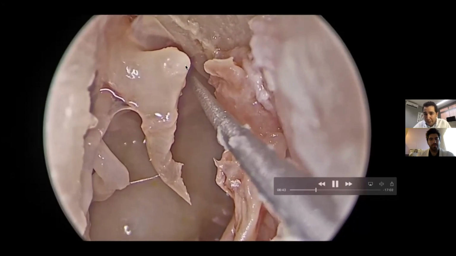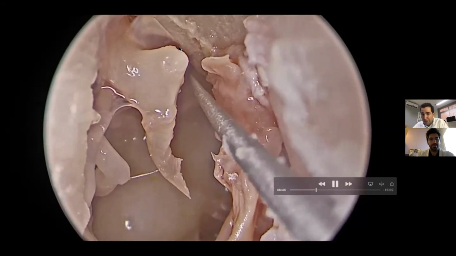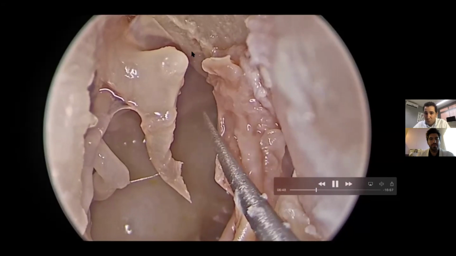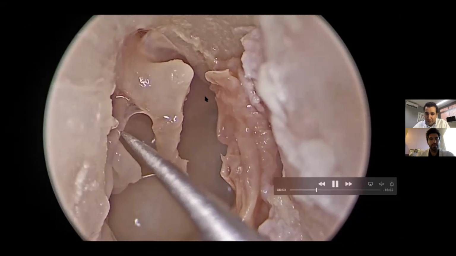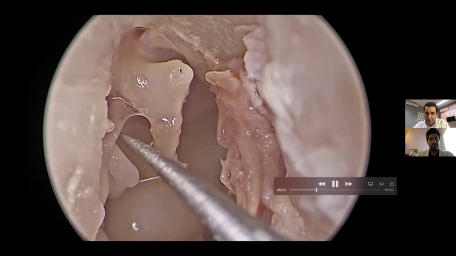So we are here at the most antero-superior region, which is the supratubal recess. The eustachian tube is going to be in this position here, the canal of the tensor tympani muscle, and then this is the supratubal recess.